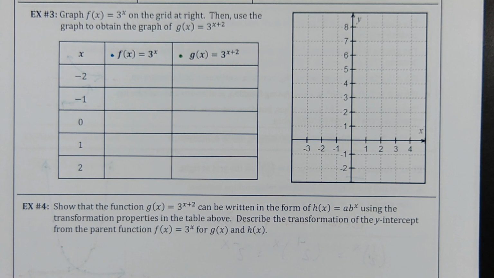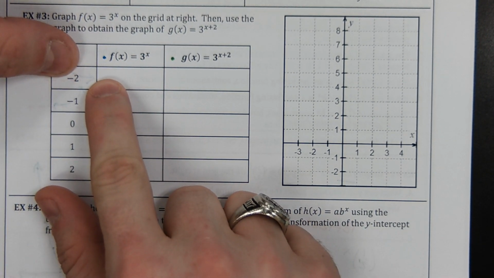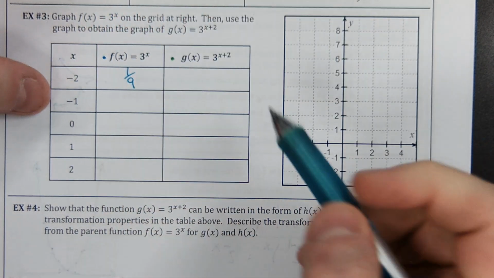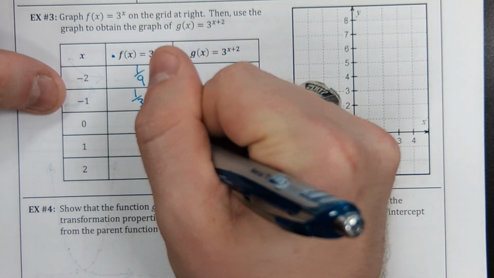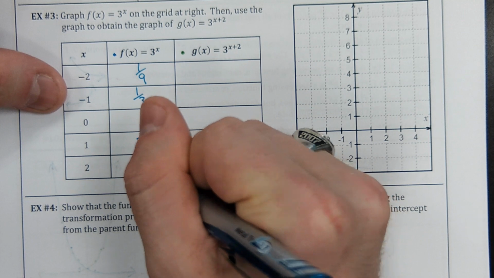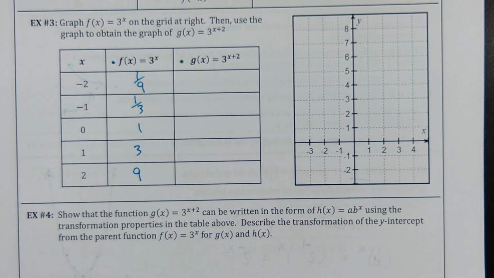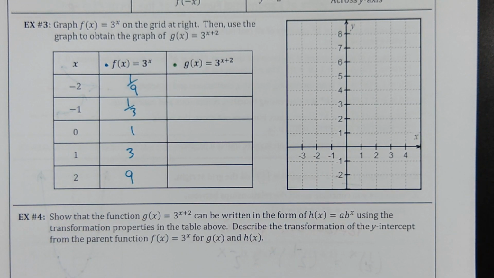Anyway, 3 to the negative 2, that's 1/3 squared, 1/9. 3 to the negative 1, that's 1/3. 3 to the 0, 3 to the 1, 3 to the 2. There they be. Both of these are exponential functions that do not have a vertical shift. So because there's no vertical shift, they are both going to approach the x-axis.